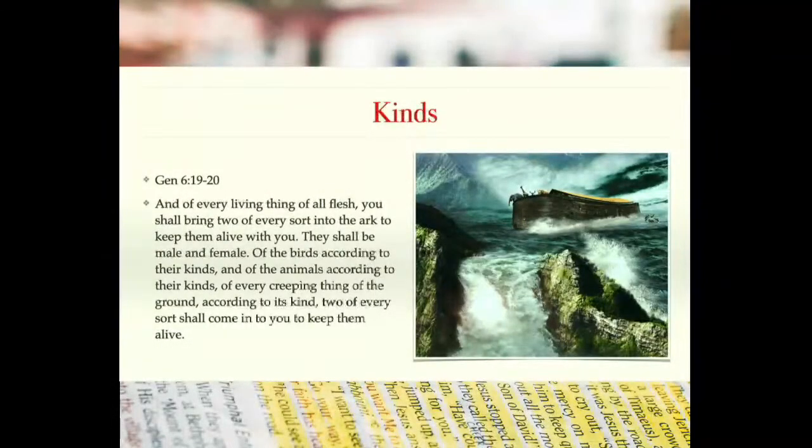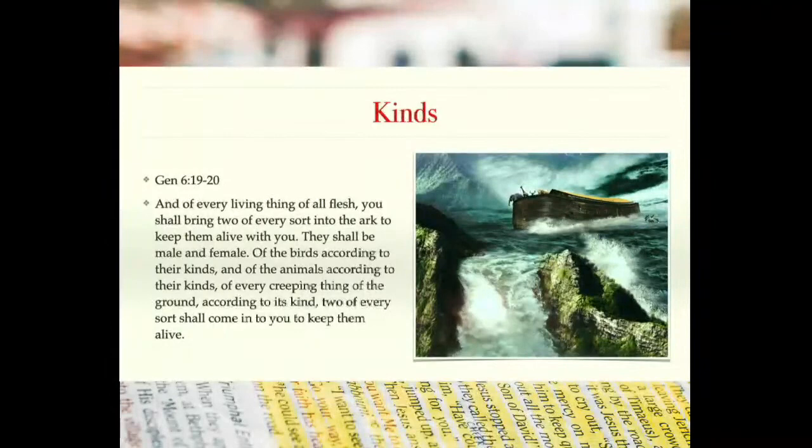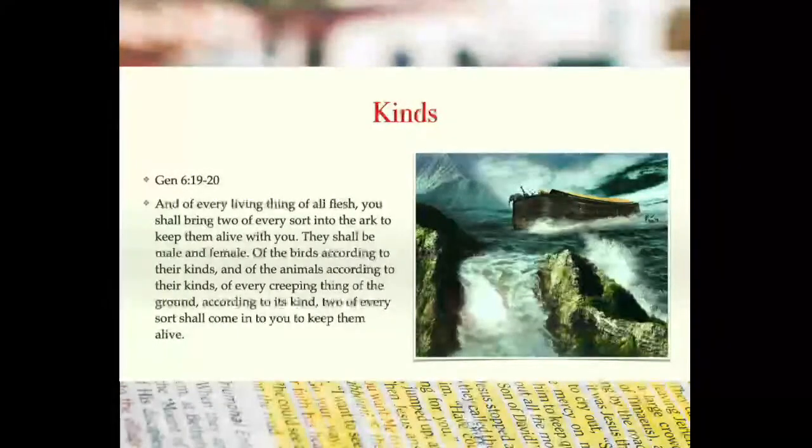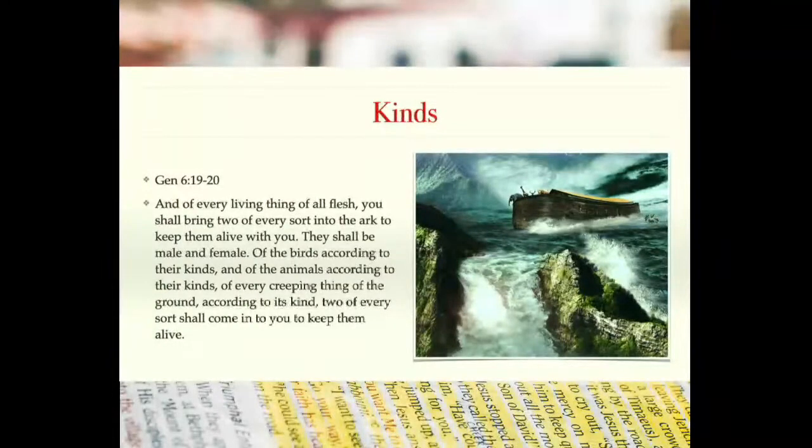Kinds or families, right? So let me tell you this. First of all, how many family classifications of animals are there? If you want to be generous, about 1,400. Creation scientists say there are probably less than 1,000. So if God was preserving kinds of animals, would they all fit on the ark? Yes, easily. There was so much space on the ark.